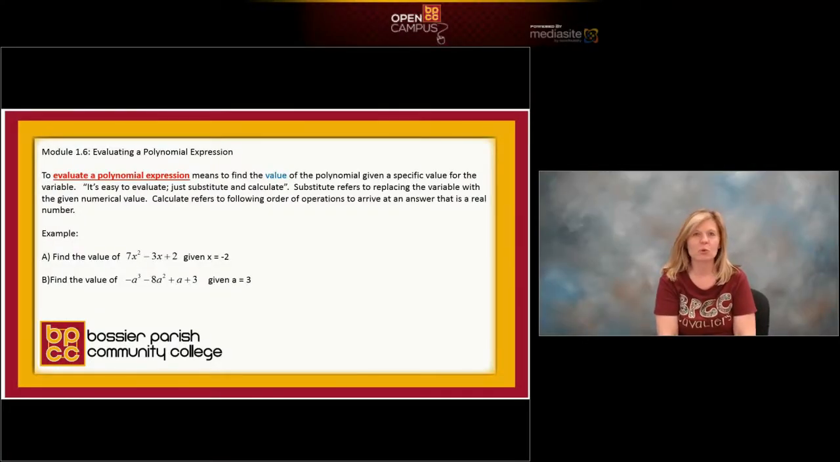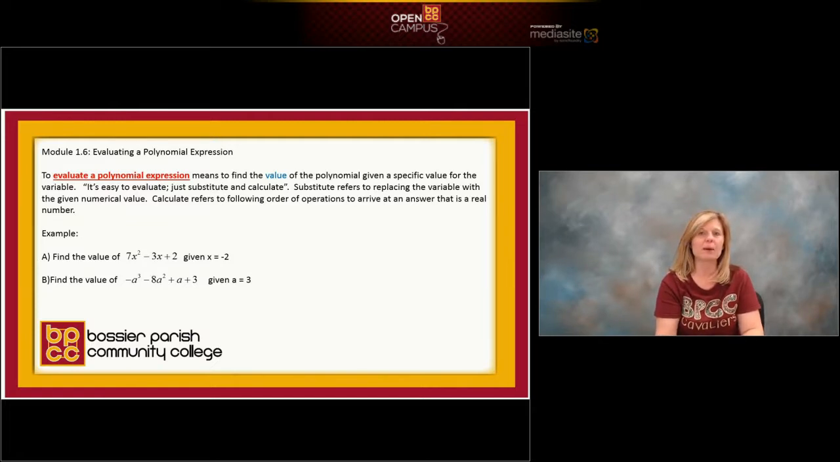Okay, welcome back to Module 1.6, and our word for today is evaluate. What we're going to do is evaluate a polynomial expression. In math, the word evaluate has embedded in it the word value. Think about this in real life. When you place a value on your house, on a piece of jewelry, on your car, don't you place a number amount on it? So evaluate means to put a value on the expression, which means I'm looking for an answer that is a number.